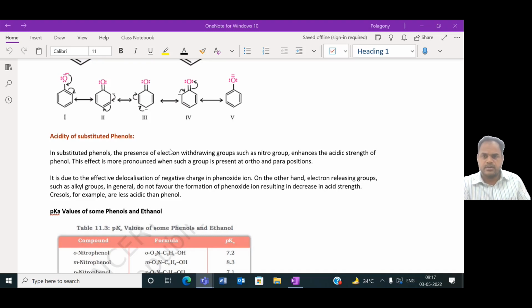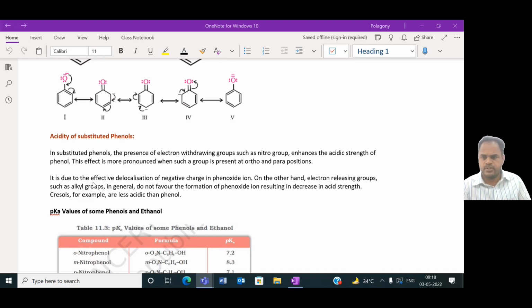Alkoxide ion, not phenoxide. Alkoxide ion is unstable, whereas phenoxide ion is more stable, we say. So now, let's look into the acidity of substituted phenols. Sometimes on the benzene ring of phenol, we could see substituted structures like methyl, or a nitro group.